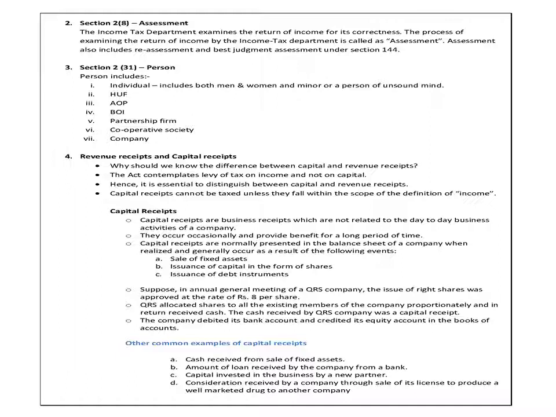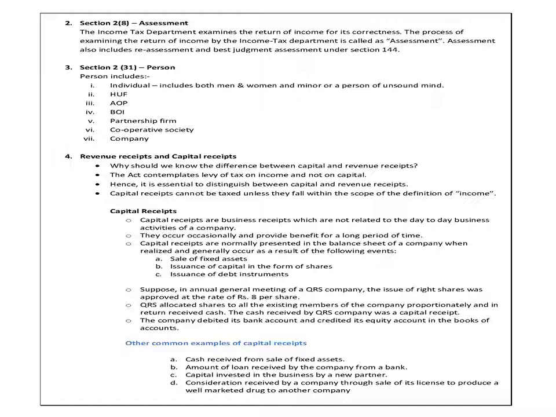Okay, and what are the examples of capital receipts? Sale of fixed asset. Issuance of capital in the form of shares. That is, if the company issues shares, that is called capital. Only to increase the capital of the company, we issue or increase the shares. Issuance of debt instruments. Debt is also a kind where we can increase our capital. So all these three are your capital receipts.